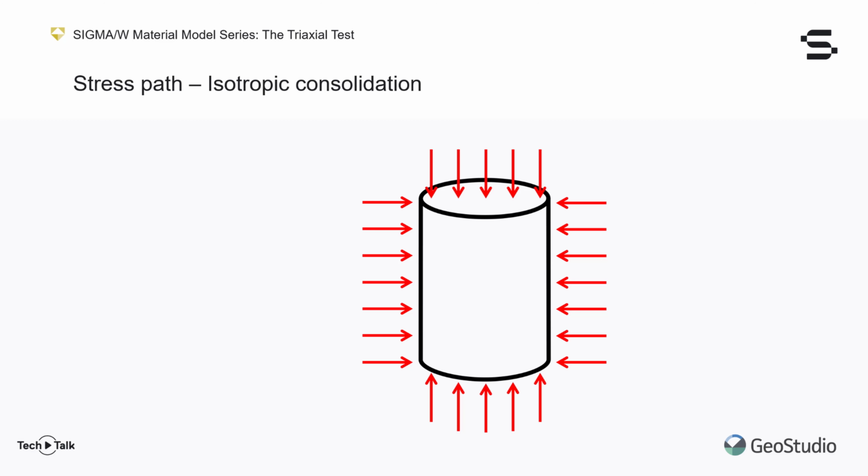In the context of a triaxial test, consolidation means bringing the soil sample to the desired stress state before loading. Isotropic consolidation means subjecting the sample to an increase of uniform stresses on all its faces. In the laboratory, this is simply done by increasing the cell pressure. For such a stress path, the mean effective stress is equal to the cell pressure.